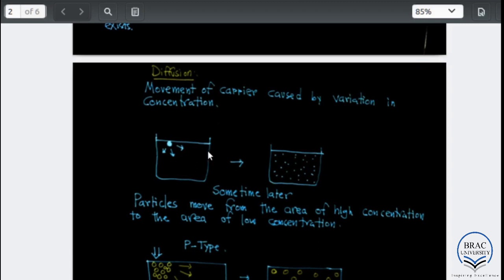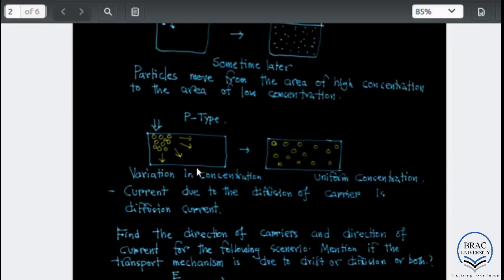So this process is diffusion. Diffusion takes place due to the variation in concentration. So that means we have a high concentration of ink here, and in the rest of the area there is low concentration of ink. So there is a variation. Due to this variation, ink particles move from the high concentration area to the low concentration area. The same argument can be applicable to a semiconductor as well.